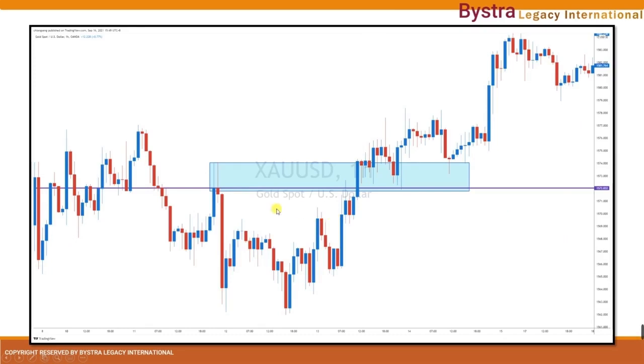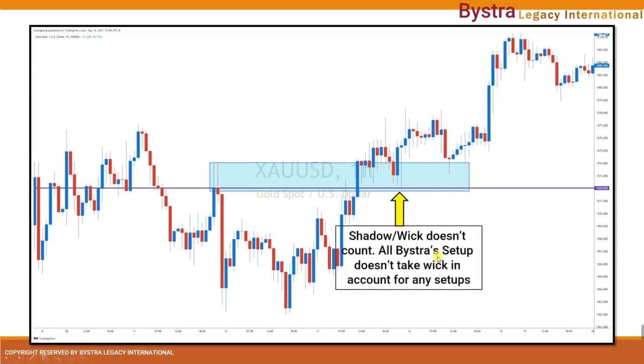So here, as you can see, we have the capital letter A, the resistance. And then we have the drop base rally. If you look at the candlestick, this wick touches here, isn't it? The drop base rally wick touches here. So we don't count this as a good SNRC2 because the drop base rally doesn't align with the capital letter A. Alright, so we do not take the wick for any Bystra setup. Okay, I repeat this again. No wick in any Bystra setup.